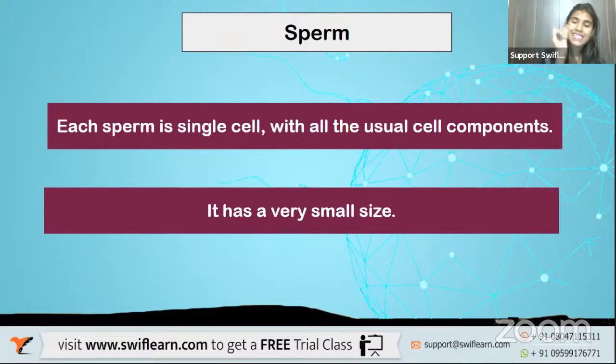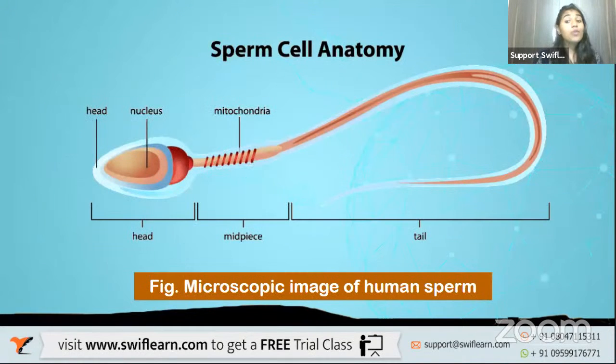Moving ahead, let us learn more about sperm. Each sperm is a single cell having 23 chromosomes only, and it has all the cell components, like the cytoplasm and nucleus. It is very small in size, so small that you cannot see it with your naked eyes. You need a microscope to see a single sperm. This is how a sperm looks. The anatomy of sperm is often asked in exams, especially in CBSE exams, so you can learn the diagram.